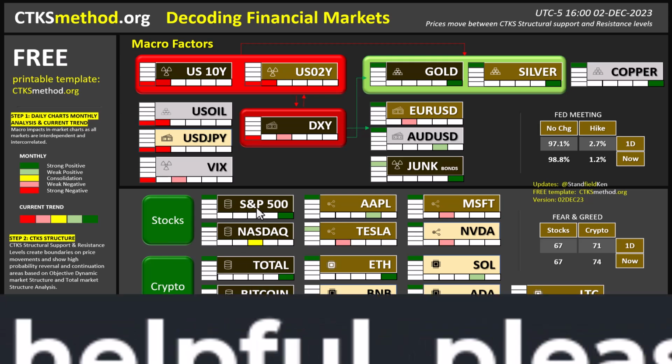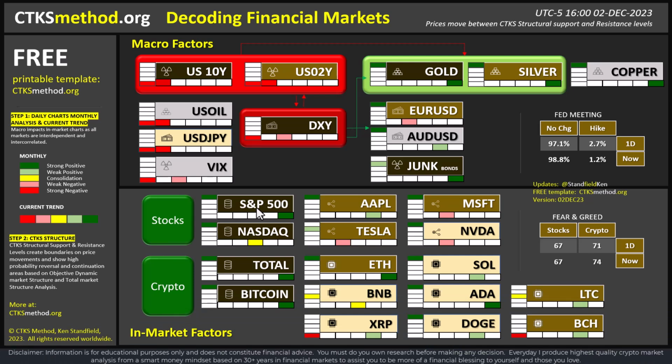There's some very interesting things structurally that are happening inside the market. I'm going to start making decoding financial markets just a part of our daily routine together. We can see that the crypto fear and greed index, there's more crypto greed inside the market.